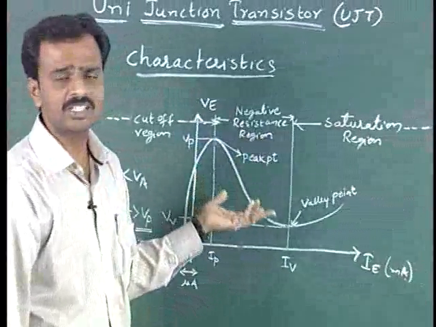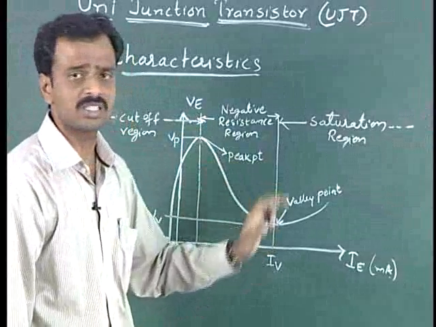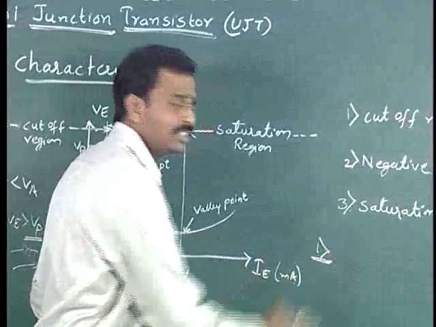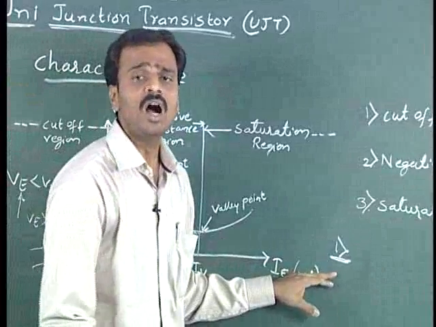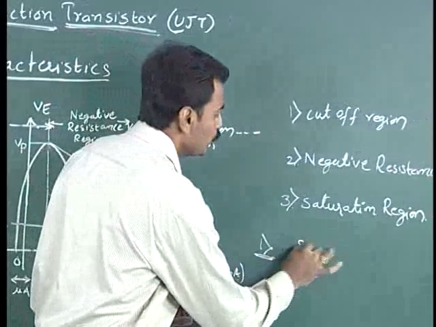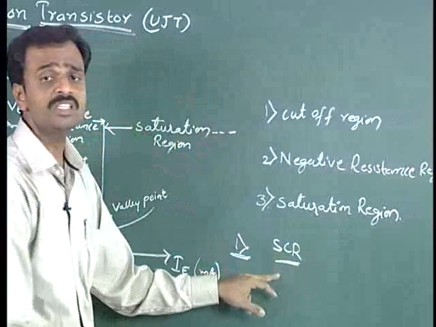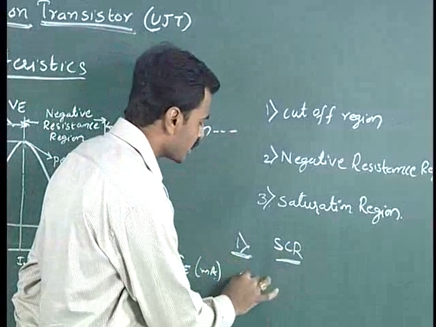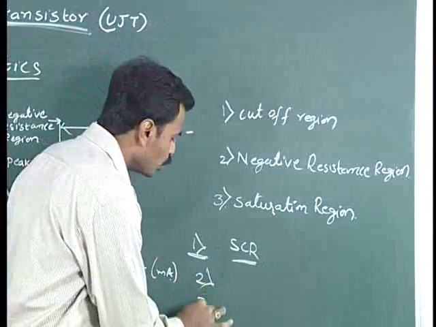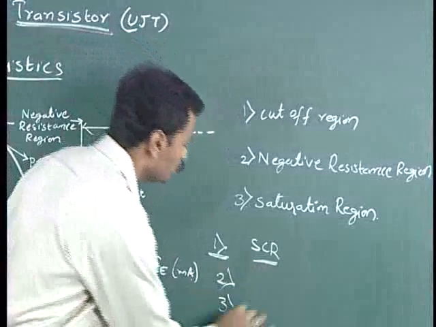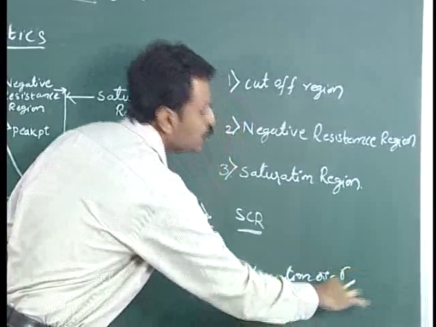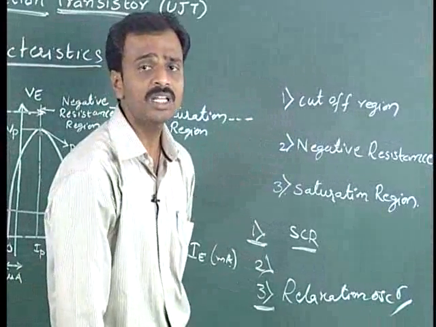Next, finally, we have the applications. Because of this negative resistance region, it is used in most applications. First, we have seen that the UJT can be maintained in on and off states, so it is used for triggering many other devices like SCR. So we can trigger the SCR by making use of UJTs. Second, it is used in sawtooth waveform generators. Third, the most important application of the UJT is that it is used as a relaxation oscillator.